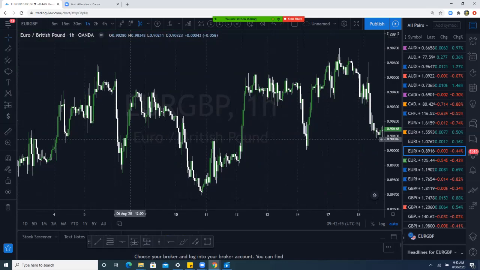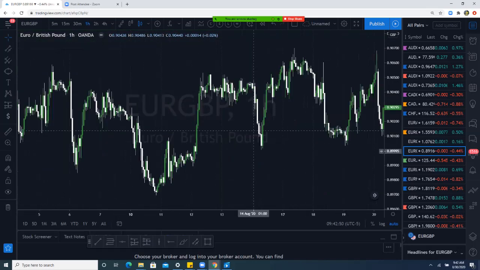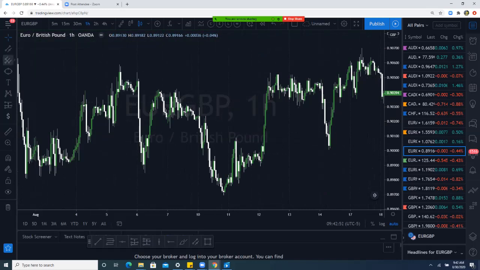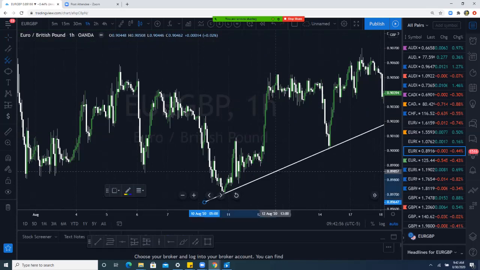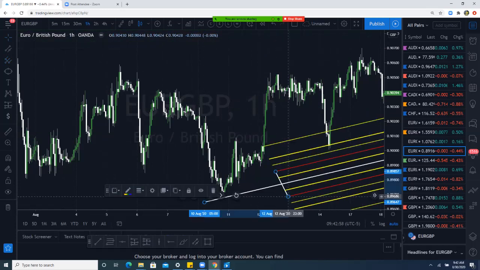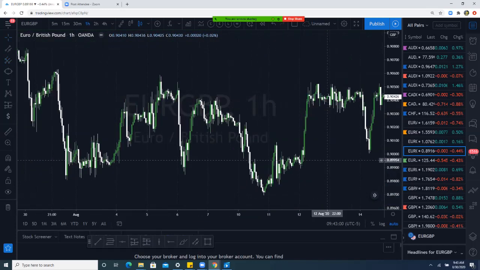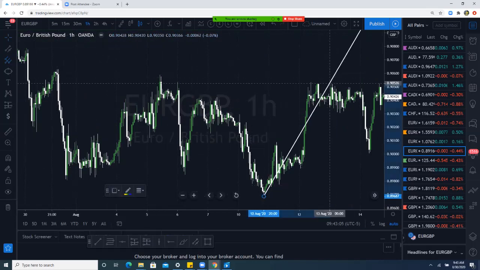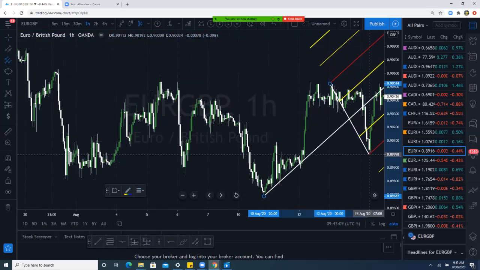So let's just use this. This may be too recent, but let's use it. So you got your swing low point. Move that out the way. There we go. Your swing low to your next swing high to your next swing low.